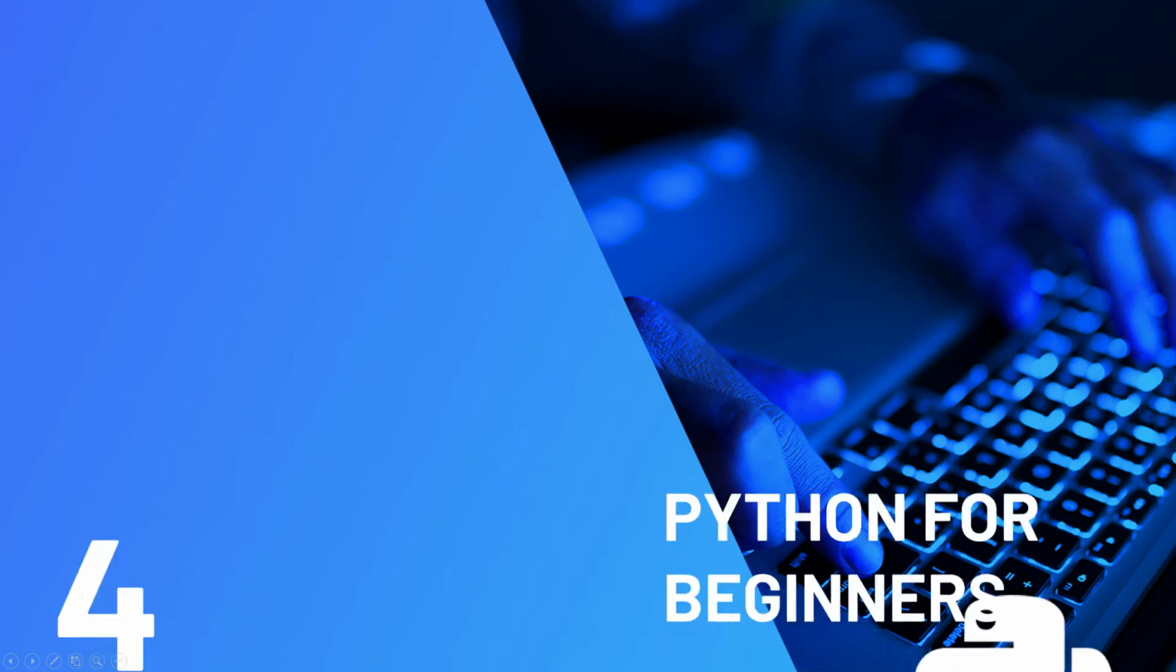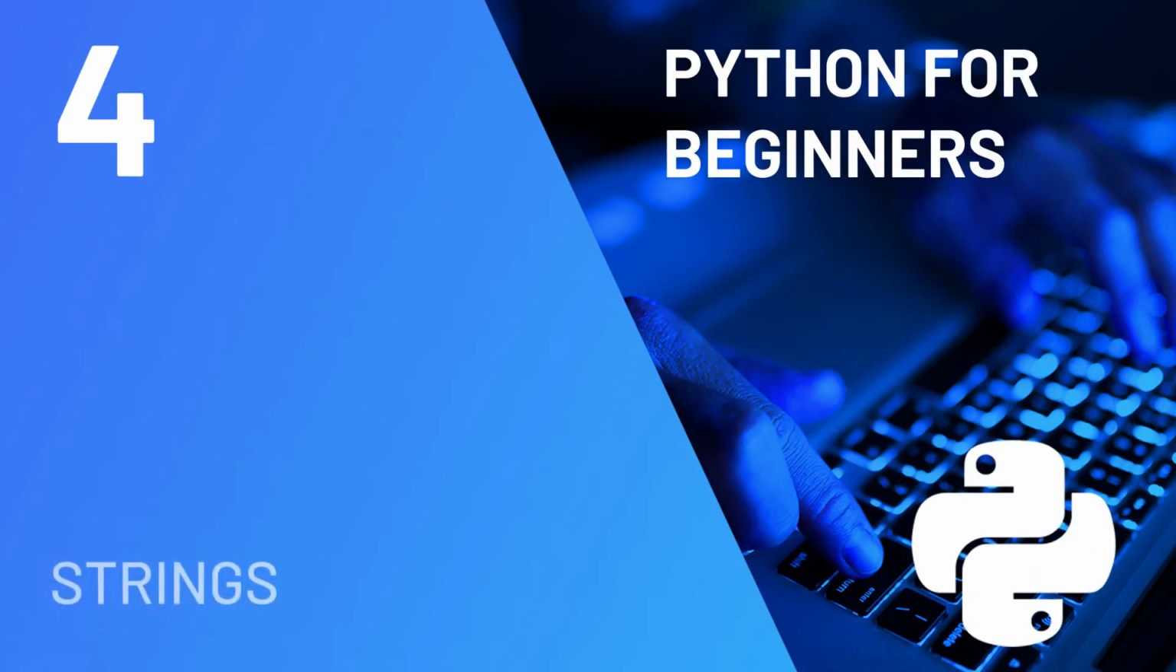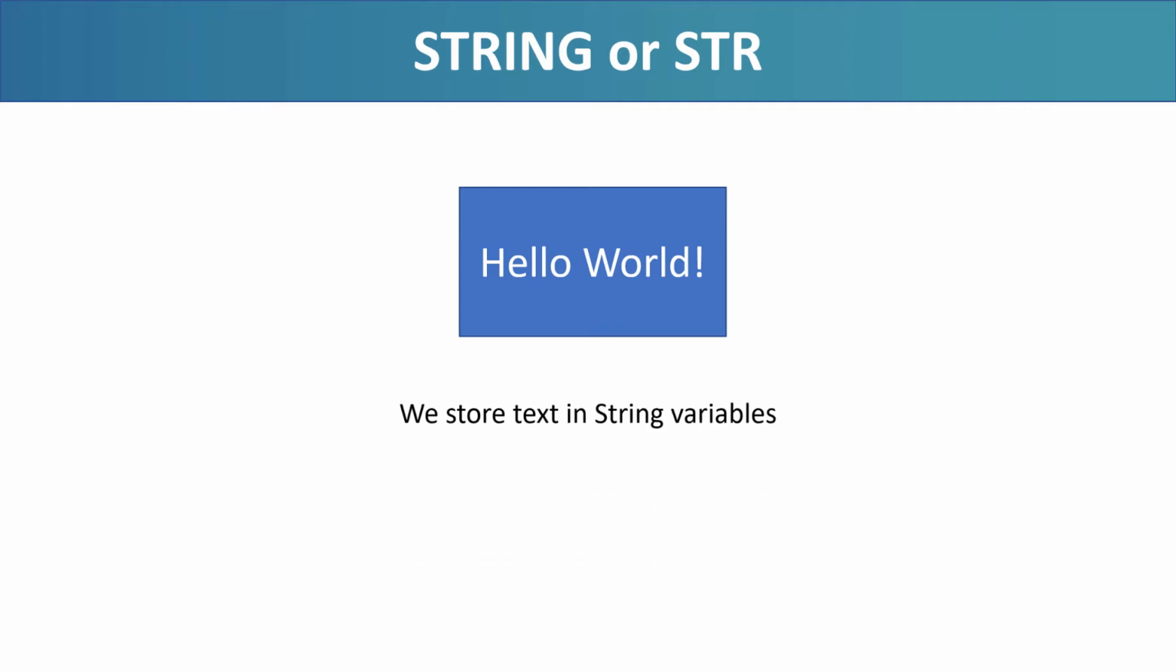Now that we know how to store numbers in variables, let's learn how to store text in variables in Python. We store text, or a series of characters, in Python in a type of variable which is called string, or str for short. Let's create a string variable to store a name, for example.